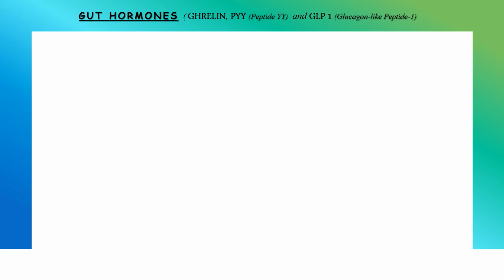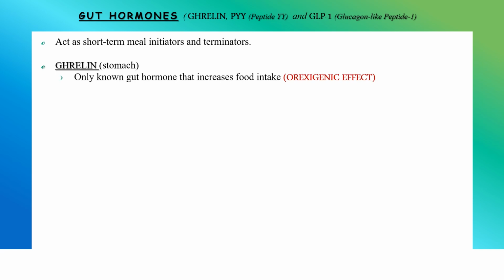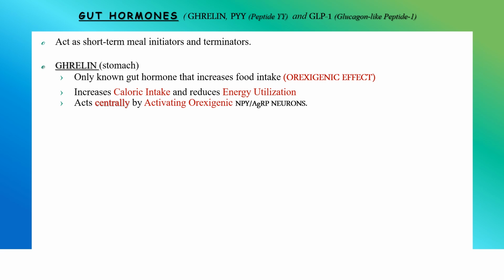So, having talked about signals from the adipose tissue, let's move ahead with afferent signals that we saw were generated from the gut hormones. Gut hormones act as short-term meal initiators and terminators. The very first hormone that we saw was ghrelin. Ghrelin is secreted from the parietal cells of the stomach, and it is the only gut hormone that is known to increase food intake. That is, it has an orexigenic effect. It will increase your calorie intake. And we saw how it does that.